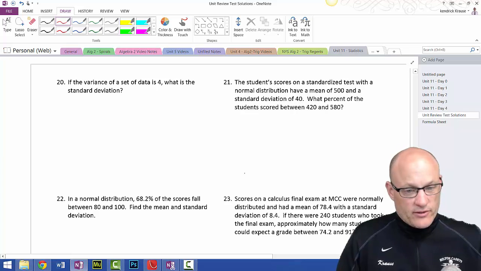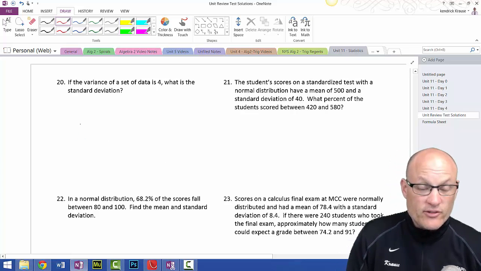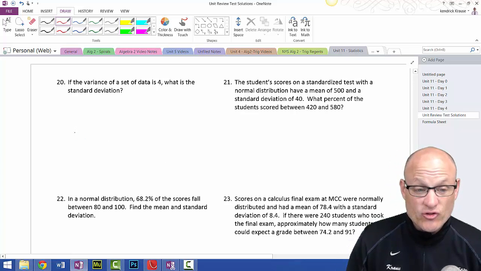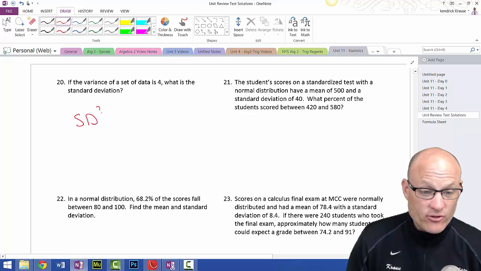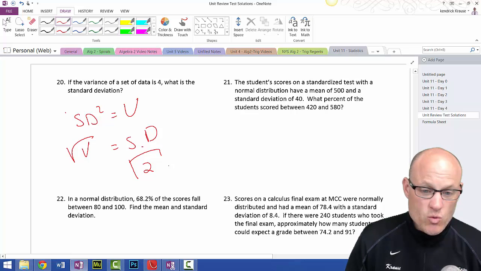Variance. If you remember, the variance is equal to the standard deviation squared. Standard deviation squared is equal to the variance. So if I take the square root of the variance, I get the standard deviation. So the answer is 2.